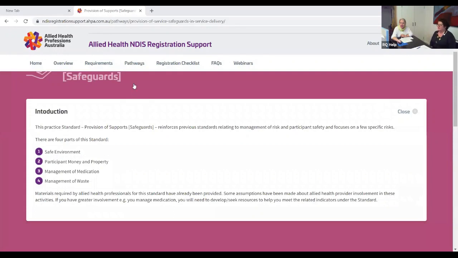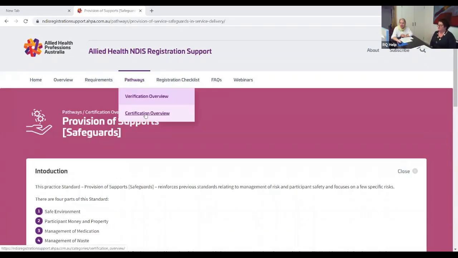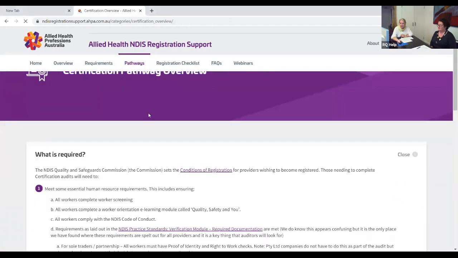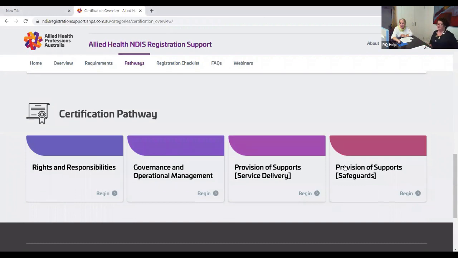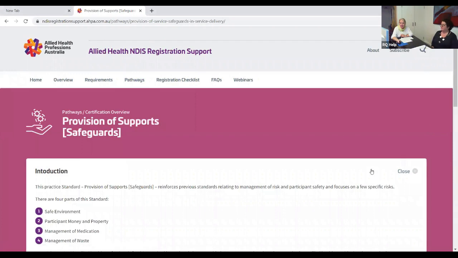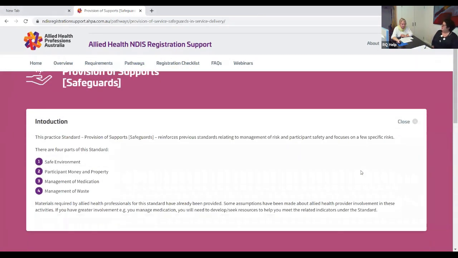We are here. I'll just take you back a step. So, certification overview. And we're in here, the 4th practice standard, Provision of Supports. Okay, so Jen. So yes, these standards 3 and 4 are different to standards 1 and 2 just in terms of their layout. There are very few documents in here, so they just basically trail down the page. So there's not a lot to do here at all, which is good.